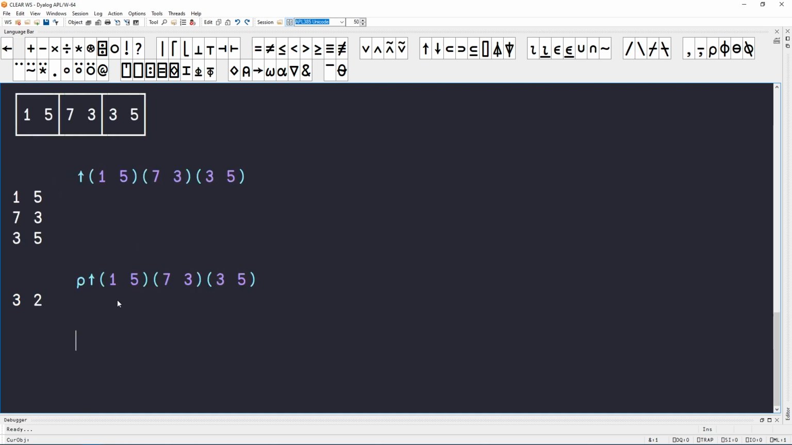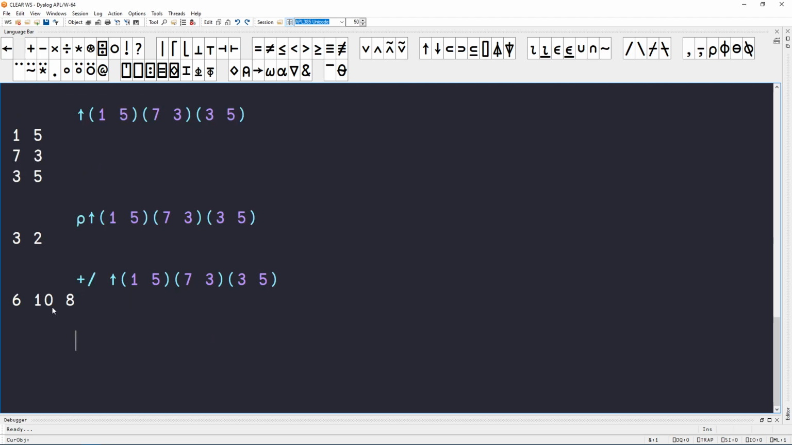And so if I take a look again at the plus reduction, if I use the plus reduction on this matrix, so remember that this is the matrix because this primitive here called mix is stacking the rows up, so plus reduction will sum along the rows. So let's take a look again. This is the matrix. Notice 1 plus 5 gives me 6, 7 plus 3 gives me 10, and 3 plus 5 gives me 8. So plus reduction, when applied to a matrix, sums along the rows.